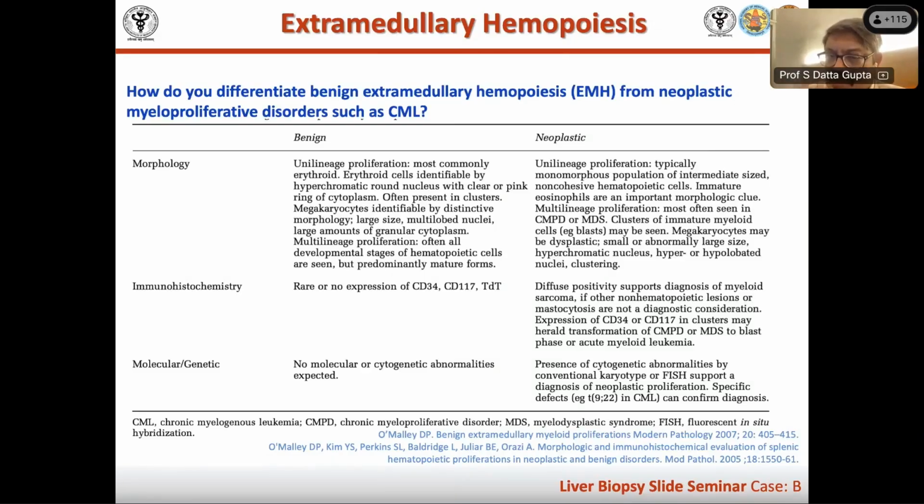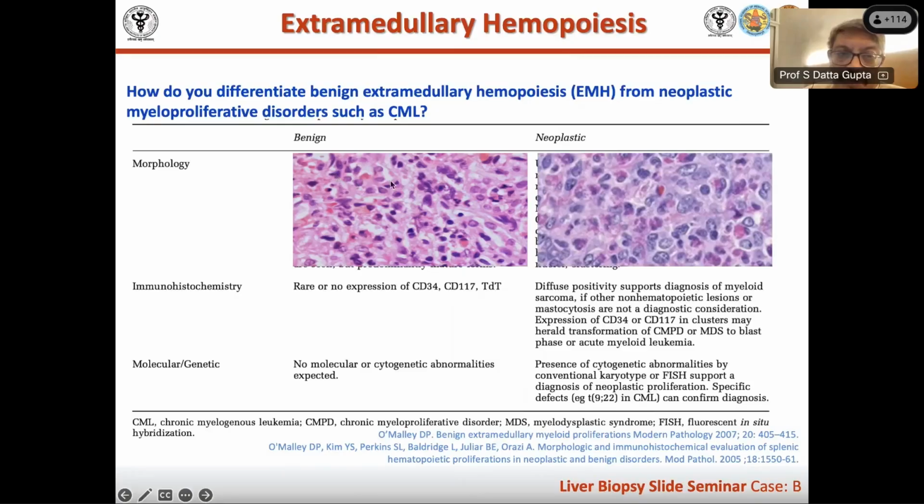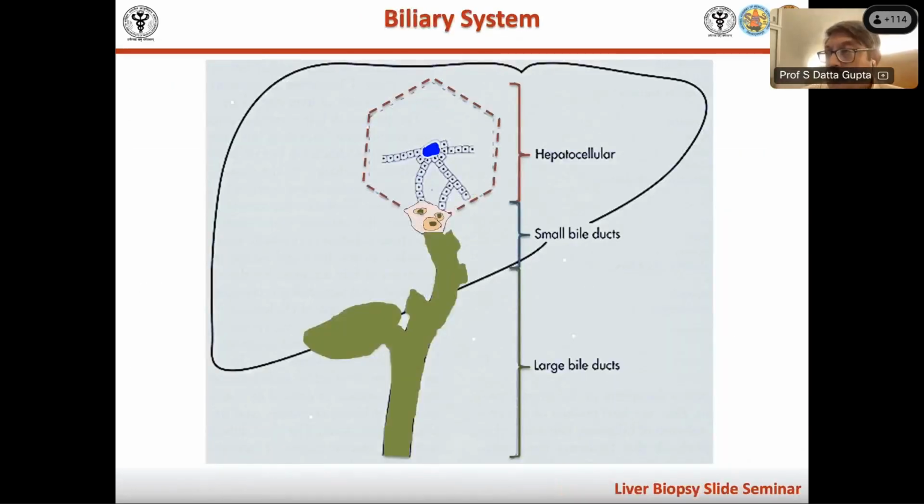Then of course you can do molecular and specific tests. Remember, if you see a lot of erythroid cells and normal looking megakaryocytes, think of a benign process. If there are a lot of myeloid series cells, dysplastic megakaryocytes, fewer erythroid cells, CD117 positive, think of a neoplastic process. So if you have a doubt whether this liver is normal or abnormal, you can do that. Now we have finished the other parts.